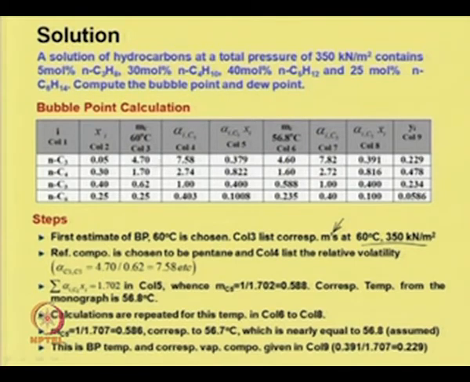If we know the distribution coefficient and the relations between the distribution coefficients and alpha, we can obtain the relative volatility for each component.